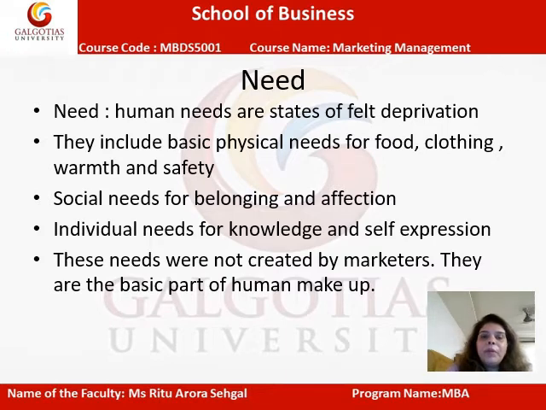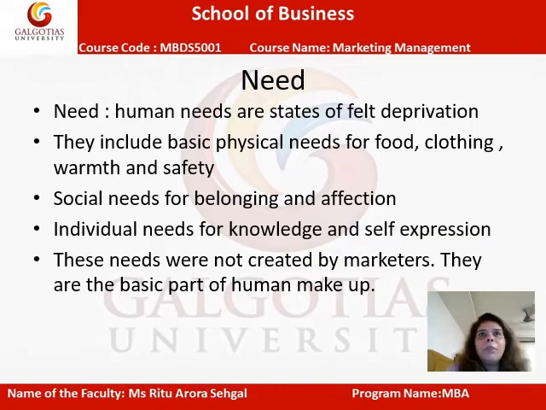Now, when we talk about a need in general terms, what is a need? Human needs are states of felt deprivation. They include physical needs for food, clothing, warmth, and safety. So in basic terms, we need food, clothes, shelter, and safety. These are the basic needs.